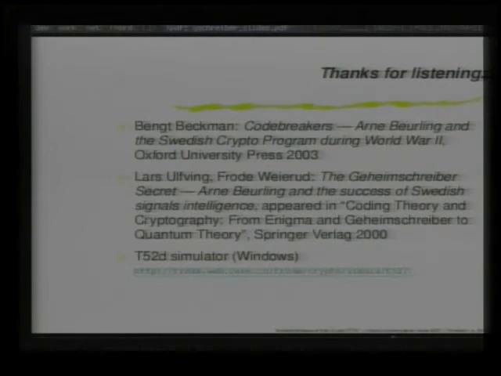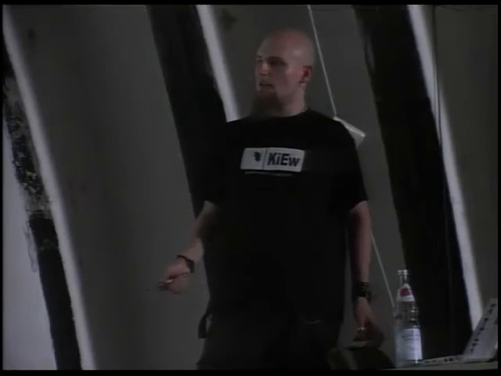So these are the two books. They give a lot more detail, including historical accounts, and they also go into detail about the later versions of the machine, which were harder to break. You see here T52D, which is version D of the machine, already a little more advanced. That's what the books also talk about.